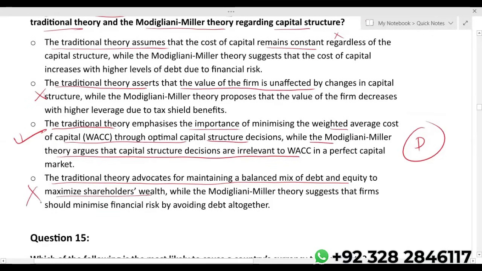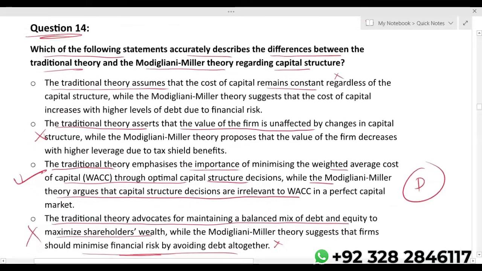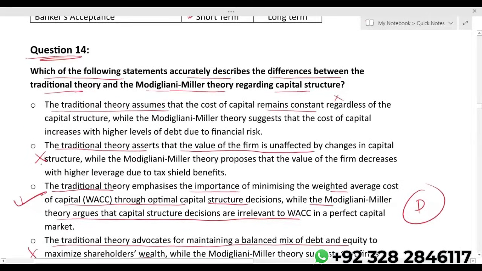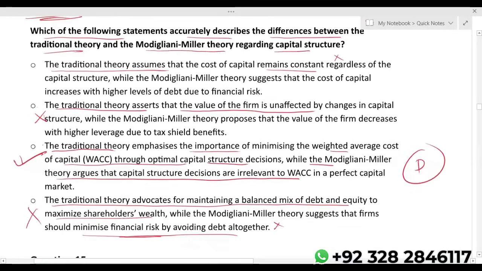No, they're not after maximizing the shareholders' wealth. While the theory suggests that firms should minimize the financial risk by avoiding debt. If you recall, it is having more focus on debt financing. So logically, it was 1, 2, 3. Third statement, third is correct. It is option C. Statements 1, 2 and 3 are correct.